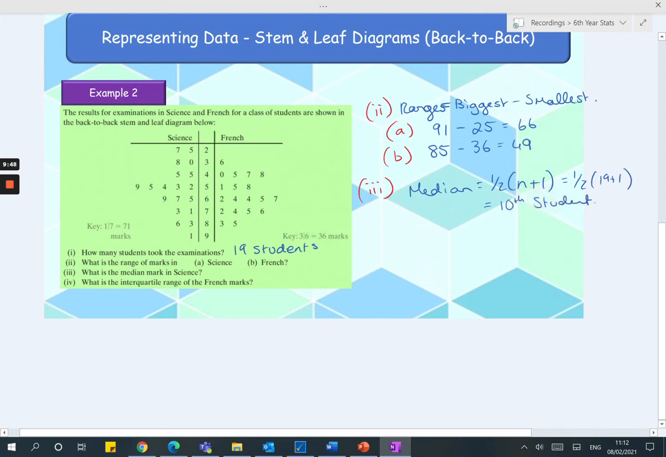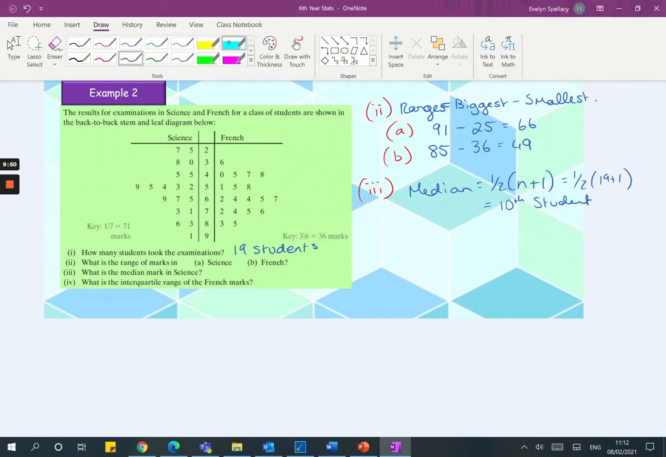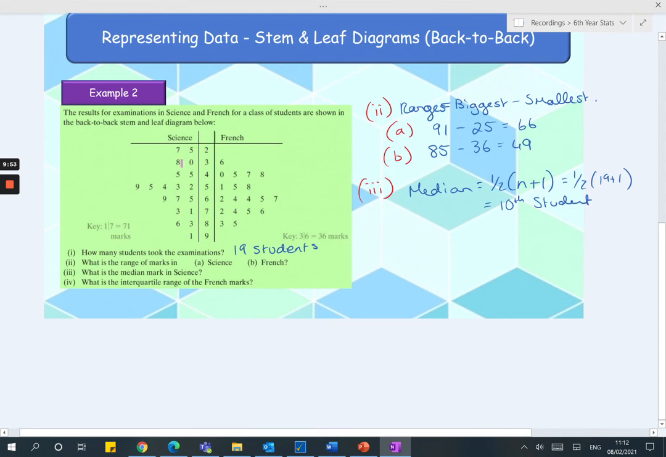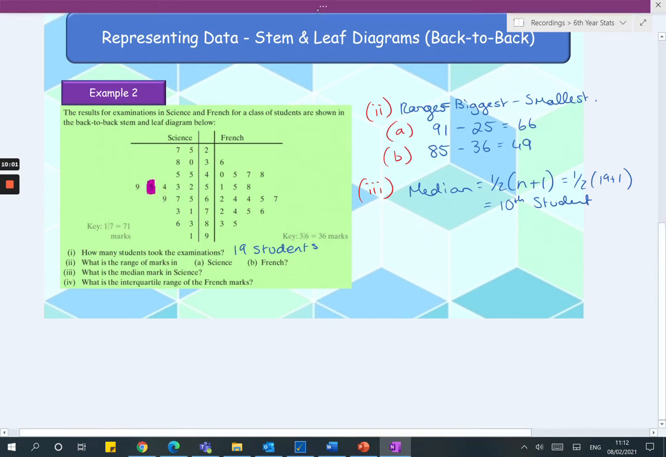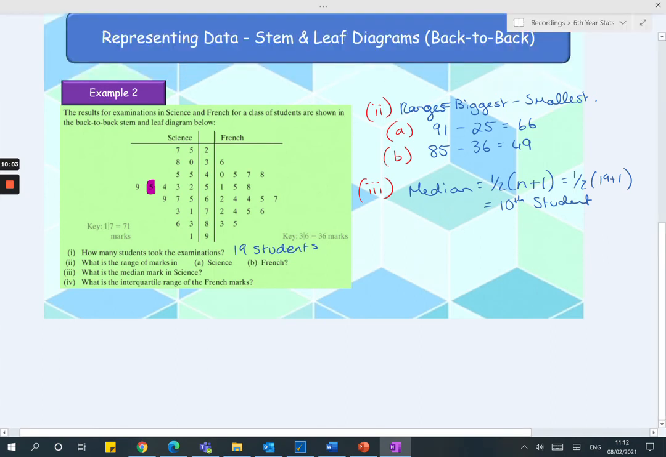So now I need to count from the smallest to find 10. So I'm going to go 1, 2, 3, 4, 5, 6, 7, 8, 9, 10, always counting from the stem out. So my median in this one would be 55. So I'm going to say, therefore, my median is equal to 55 marks.